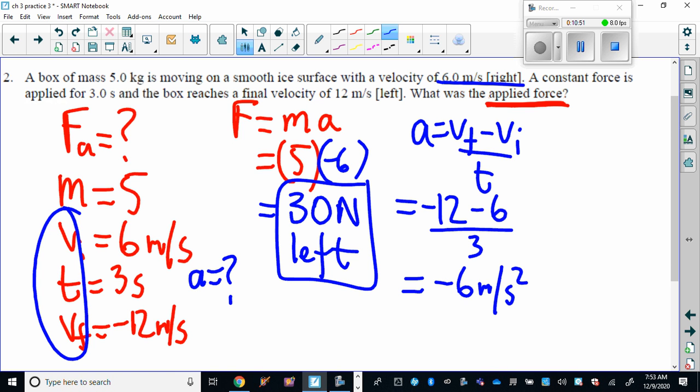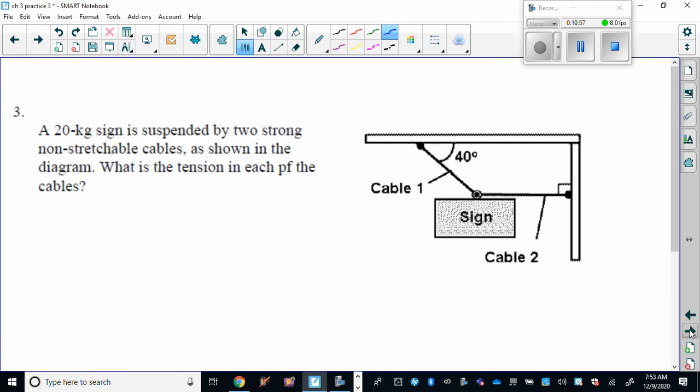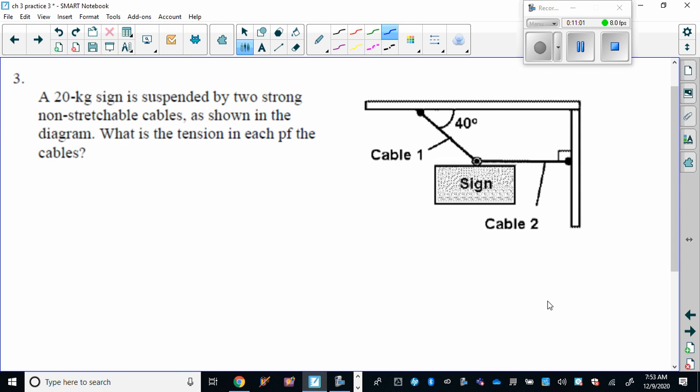That one's pretty straightforward. It's got a couple little quirks you may want to be aware of. And then the third question here. Now this question is exactly the same one as we've done in our notes, but let's just go over it again, just to solidify the ideas that are in this question. It's a very good question. In fact, we've got a 20 kilogram sign. We want to know what the tension in cable 1 is and cable 2 is.